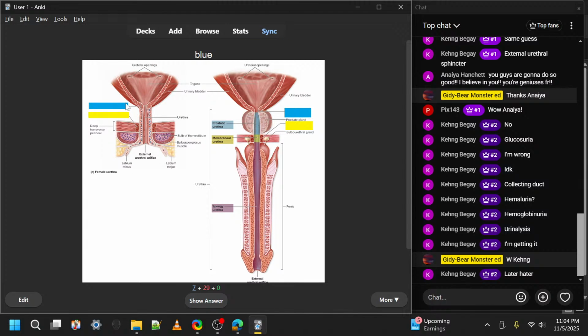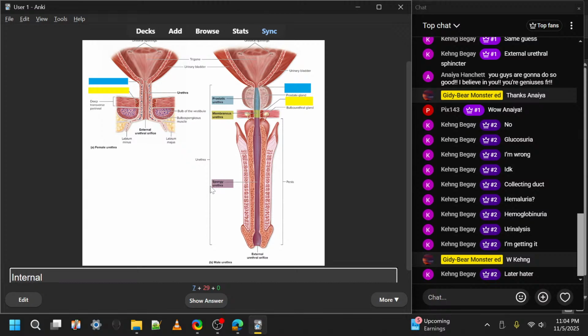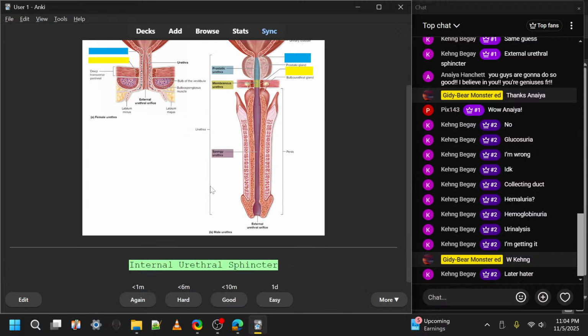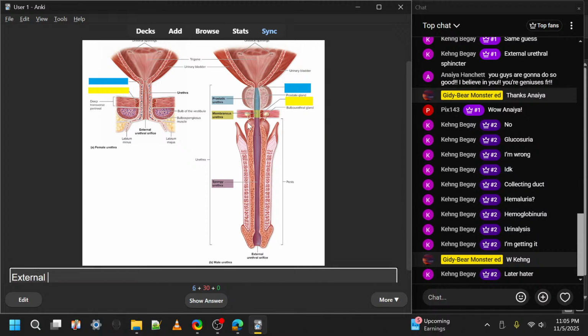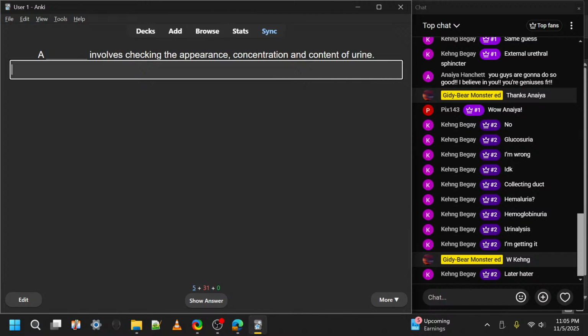Blue is the internal urethral sphincter. The yellow is the external urethral sphincter. A blank involves checking the appearance, concentration, and content of urine.